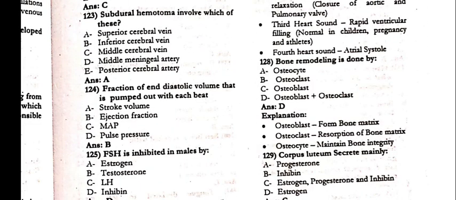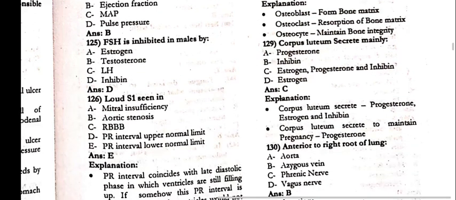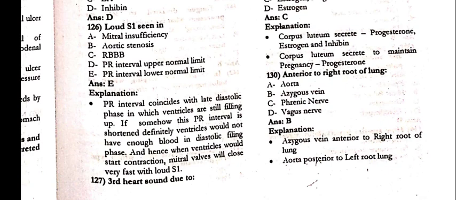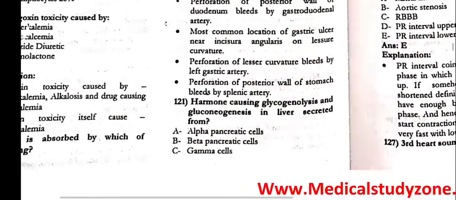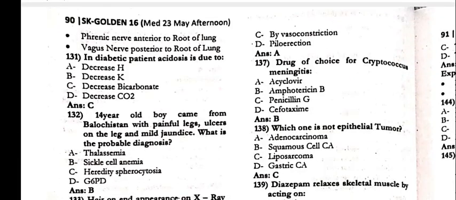128, bone remodeling is done by the osteoblast and osteoclast. 129, the corpus luteum mainly secretes estrogen, progesterone and inhibin. 130, anterior to the root of the right lung is the azygos vein. Next, 131, in a diabetic patient, acidosis is due to decreased bicarbonate.